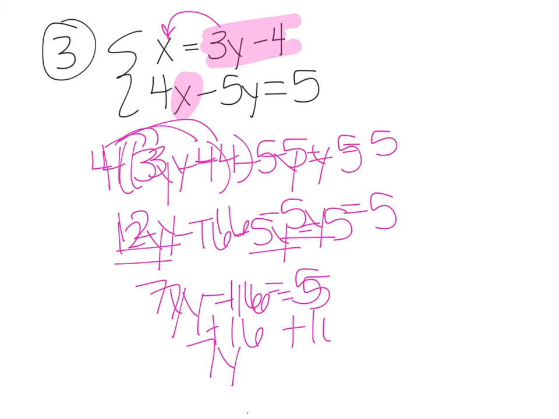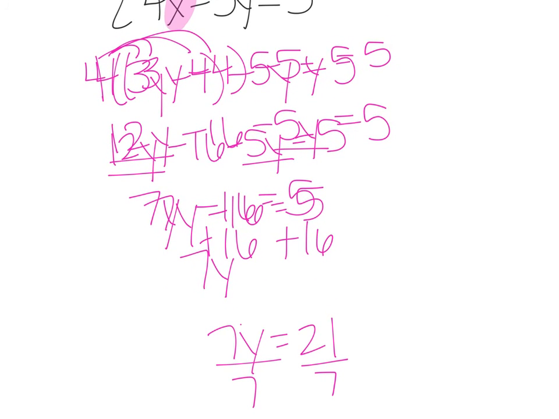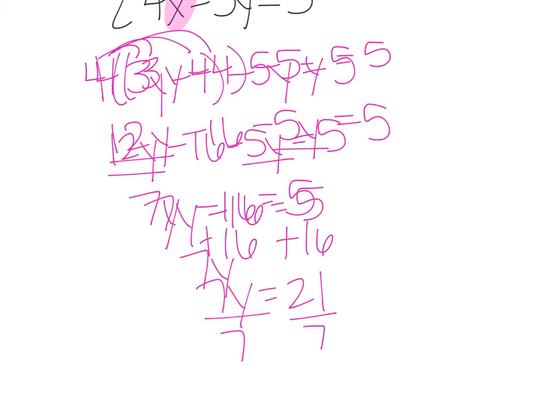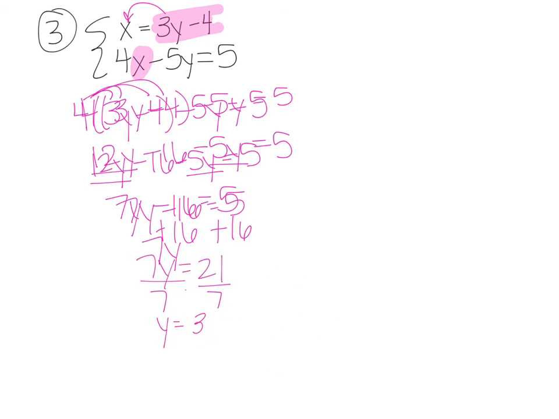Add the 16. So you get 7y equals 21. Divide by 7. And we get y is equal to 3. So again, that's our first answer. Remember, you're supposed to now go back and find the second answer.